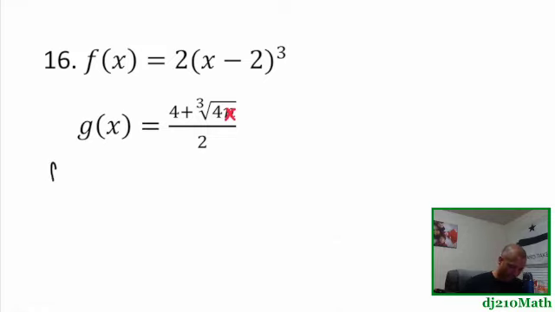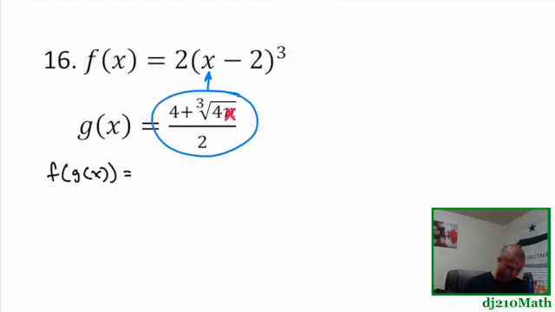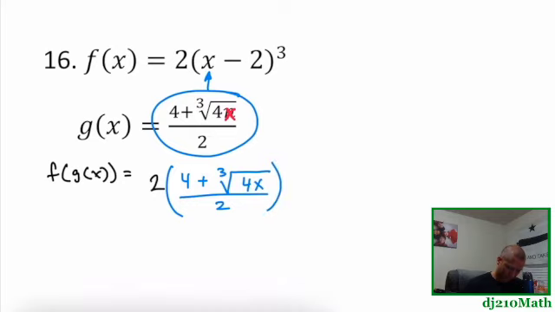All right, if I do f of g of x, that means g is my input into x. All right, so that means 2 times 4 plus the cubed root of 4x over 2 minus 2. Okay, this is going to be cubed, actually. Cubed. All right.